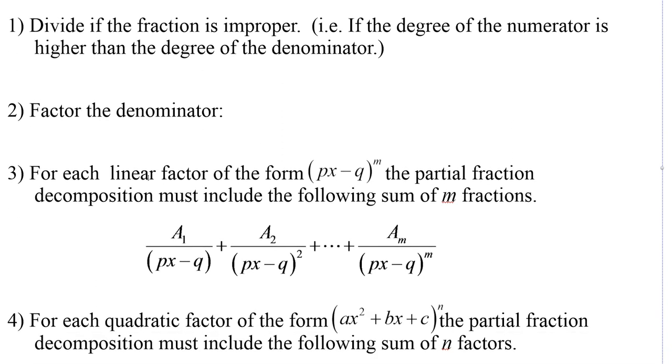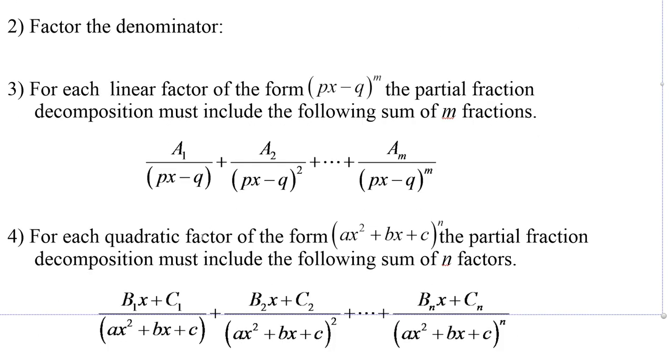And then for each linear factor of the form px minus q to the m, the partial fraction decomposition must include the following sum of m fractions. So if it's repeated, you have to have that px minus q, and then px minus q squared, and then all of them up to px minus q to the m.